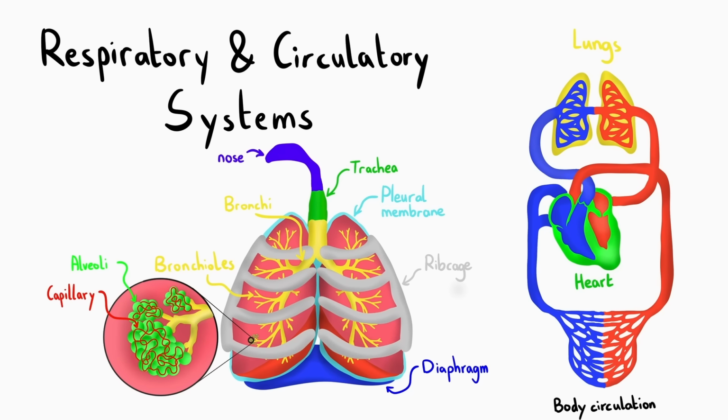The respiratory and circulatory systems work together to ensure that oxygen reaches every cell in your body and that carbon dioxide is efficiently removed. This partnership is essential for life. Without it, cells would quickly run out of oxygen and energy, and toxic waste products would build up.